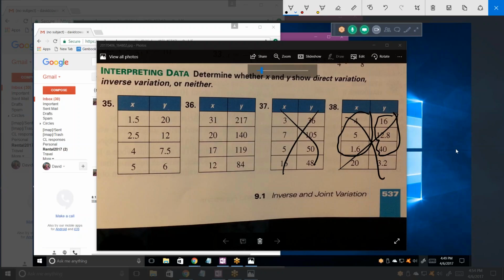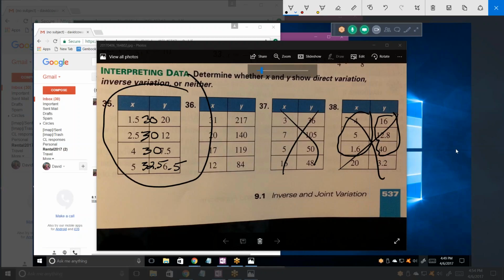In other words, these two look like they could be direct or inverse. However, let me make a slight change. Let me turn this number into 6.5, over here on the left. Now x is going up every time and y is going down every time. But this is not an inverse relationship, because k is 30 there, 30 there, 30 there, but it's 32 and a half there.